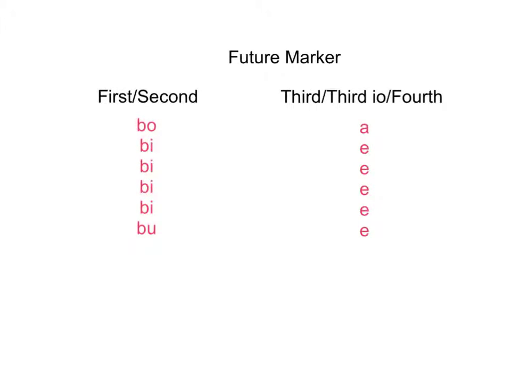Then our future tense mnemonic, as you hopefully remember, is bo, bi, bu, 1 and 2, a and e, 4 and 3. So first and second gets bo, bi, bi, bi, bi, bu. Notice that this actually follows the rule that I becomes U, if you pay attention here. And over on the third IO and fourth, it's a only in the first singular, and every other person and number, second, third singular, first, second, and third plural, you're going to get E.